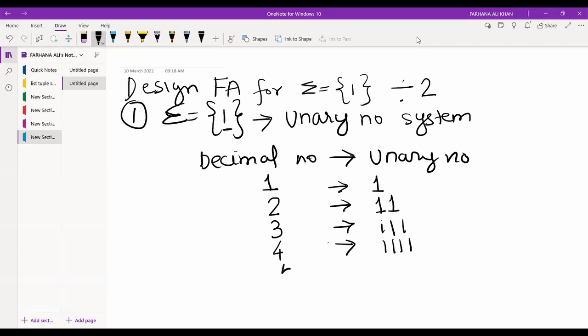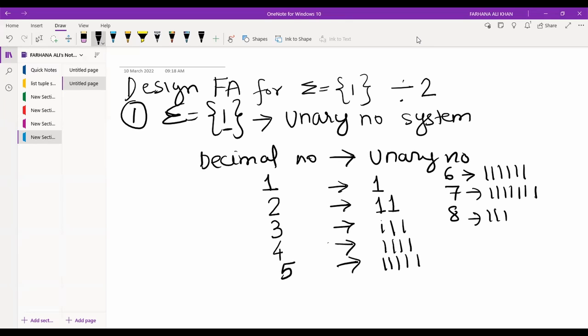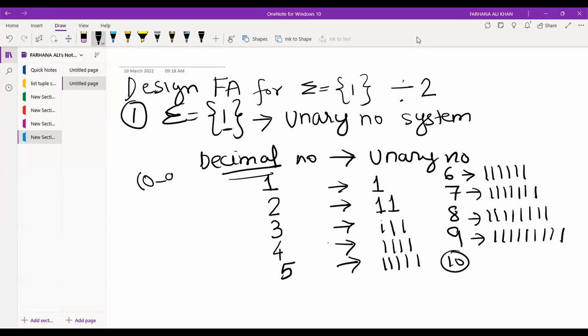Now decimal number 5. What will be the equivalent of decimal number 5? It is nothing but 5 times this digit. Decimal number 6 is 6 times your digit. 7 will be 7 times your digit, that is 1. 8 means 8 times your digit, and 9 means 9 repetitions of your bit, that is 1. Now why are we not having number 10? Because here we have considered decimal numbers, and a decimal digit always goes from 0 to 9. That's why we are not going to count 10 here.